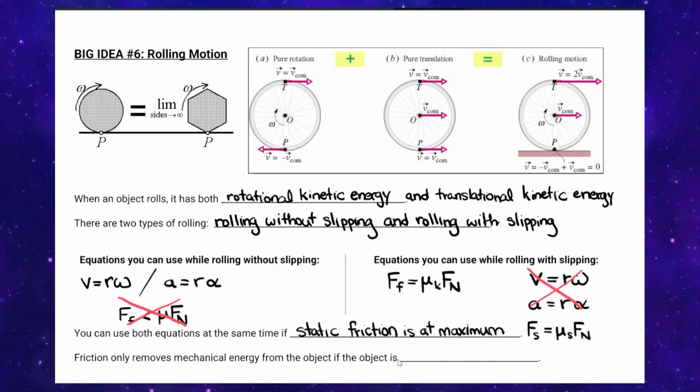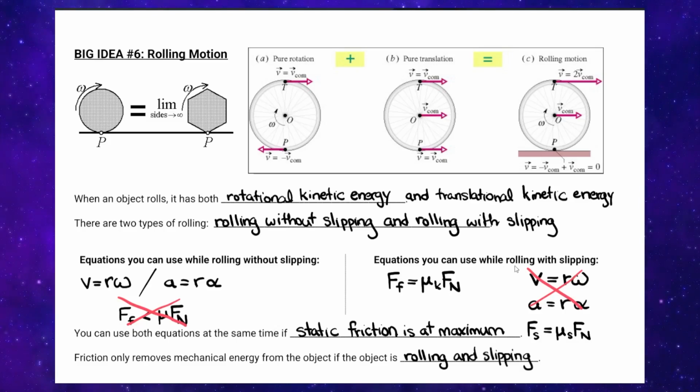And finally, we're only going to consider situations where friction's removing mechanical energy from the system if the object is rolling and slipping. And this is again for the reason that static friction isn't usually removing any energy from the system actively. Kinetic friction definitely is, because it is a force that's constantly applying this negative work to the system. It's draining energy out by applying negative work.